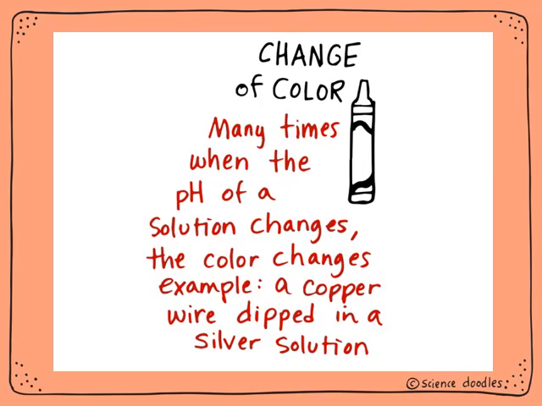Change of color. Many times when the pH of a solution changes, the color changes. If you were to have a copper wire that's dipped in a silver solution, it will change color. I understand that this may not be the easiest part to understand, but just know that if you mix some things together and the color changes to something you really wouldn't expect, that's a good sign that you had a chemical reaction.